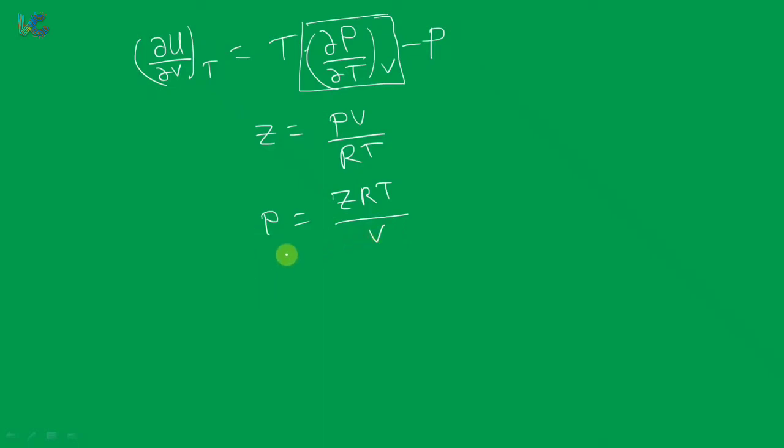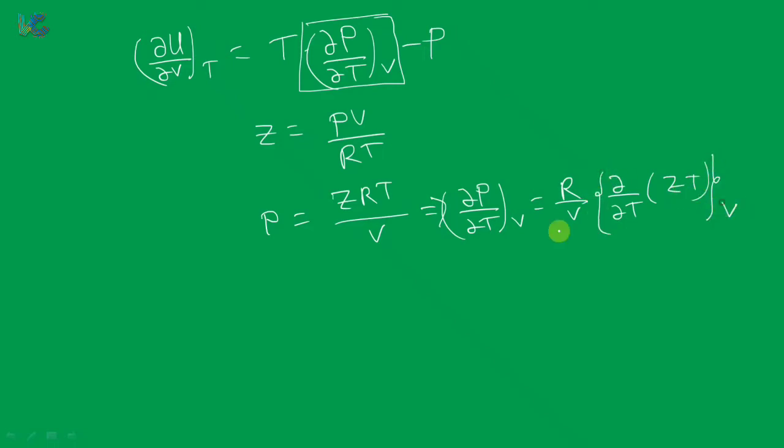Okay. So now if you want to get the value of del P del T at constant V, that means here V is constant. So you have R as constant and V as constant, so R by V will be outside the derivative sign. So now you have del T of ZT at constant V. Okay. So how can you do this? First you put Z as constant, then do the derivative of T, and then keep T constant and do the derivative of Z. Now here you can write that Z is a function of T.